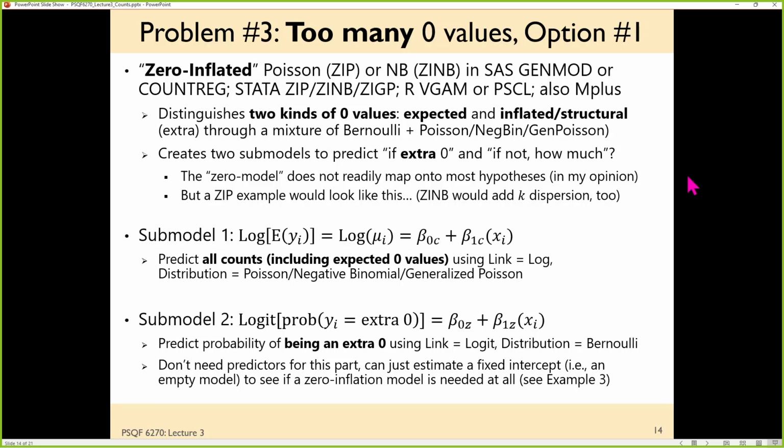So there are two options for what to do with zeros. One is to try to distinguish which zeros are expected based on the distribution, and then separate them from the zeros that are unexpected. And the term unexpected is called structural zero in the literature. And this is the idea of mixing populations together.